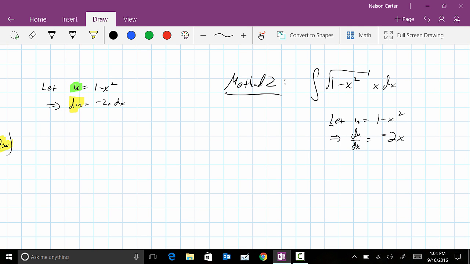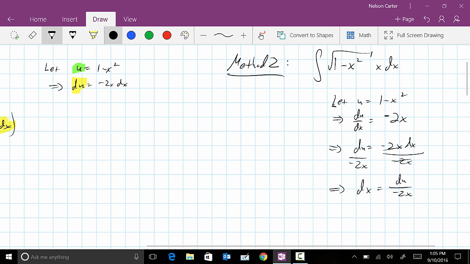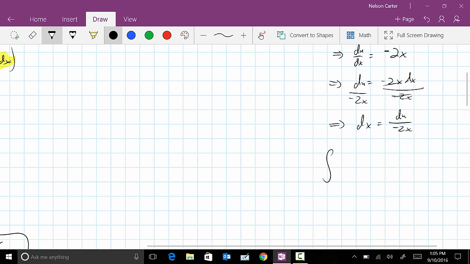Okay, and then I've seen people solve for dx then. So that means that you're going to solve for the dx. So this is du is equal to negative 2x dx, and then divide both sides by negative 2x, and so then now we know that dx is equal to du over negative 2x, which is fine. Now replace that. So this is the integral of the square root of 1 minus x squared times x times, and instead of writing dx, now I'm going to write du over negative 2x.